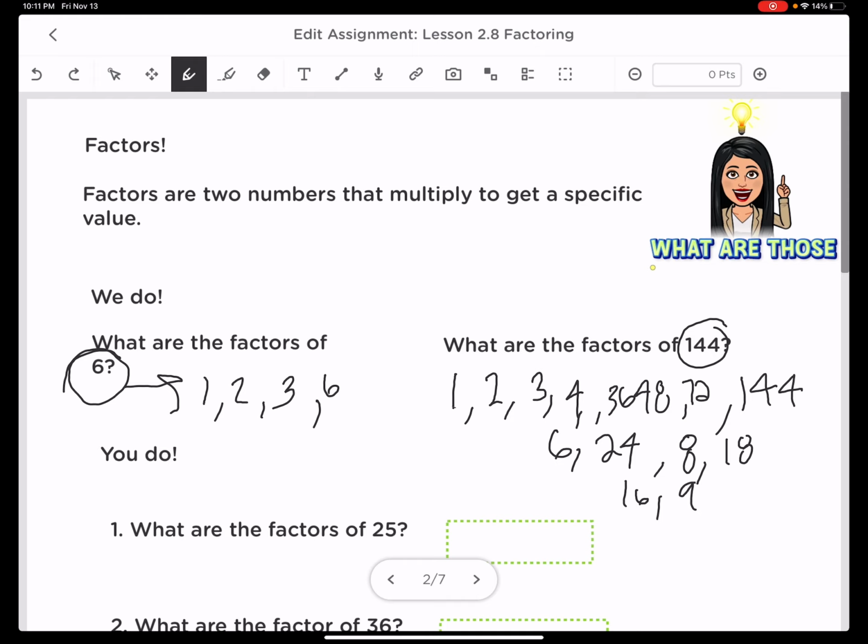Is it divisible by 10? It's not because it doesn't end in 0. So we only know it's divisible by 10 when it ends in 0. By 11, it definitely is not divisible by 11. And by 12, it is because it is the perfect square root of 144, which means that 12 times 12 gives me 144. So as we see, 144 has a lot of factors.